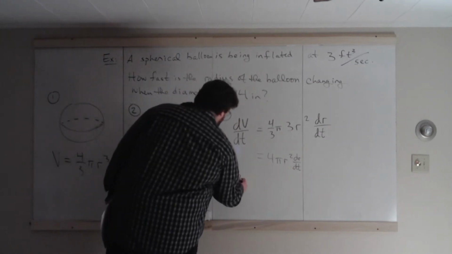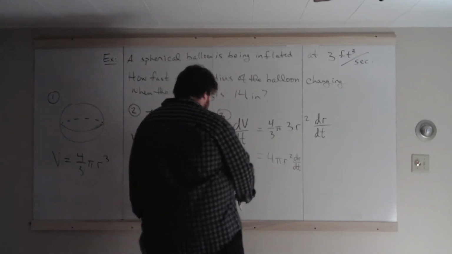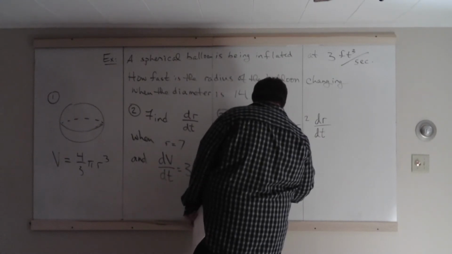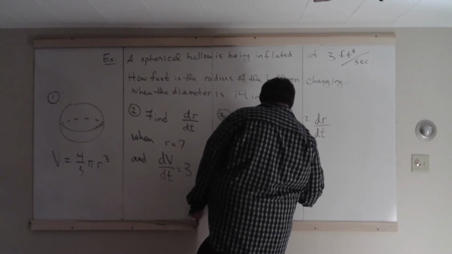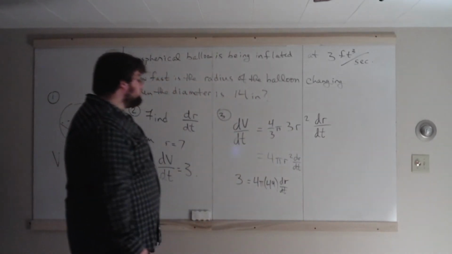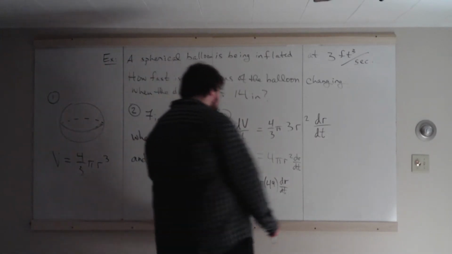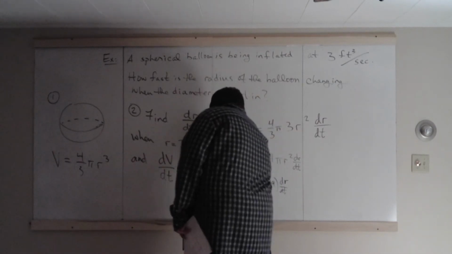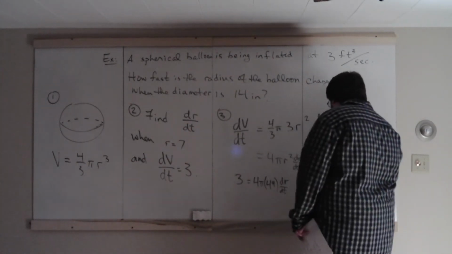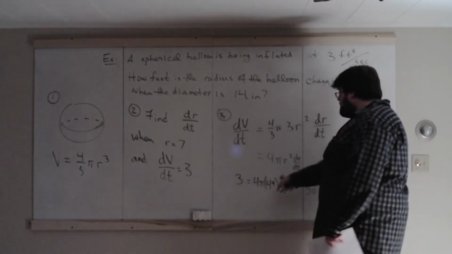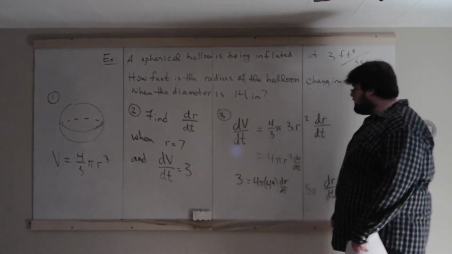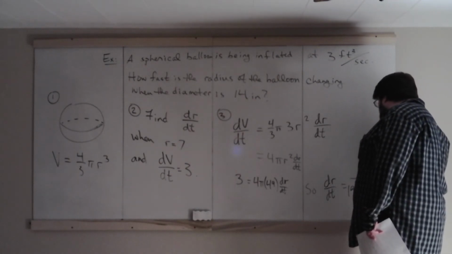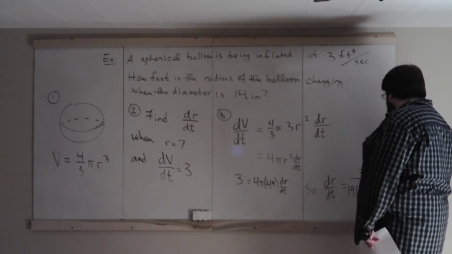So dV/dt is 3. 4 and pi are 4 and pi. r is 7. Seven squared is 49. So we have dr/dt, divide by that number. 4 times 49 is 200 minus 4, 196, equals 3 over 196 pi. What's the radius? Feet? No, inches.